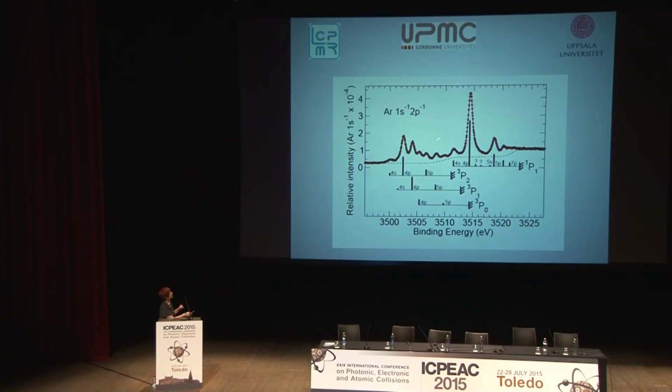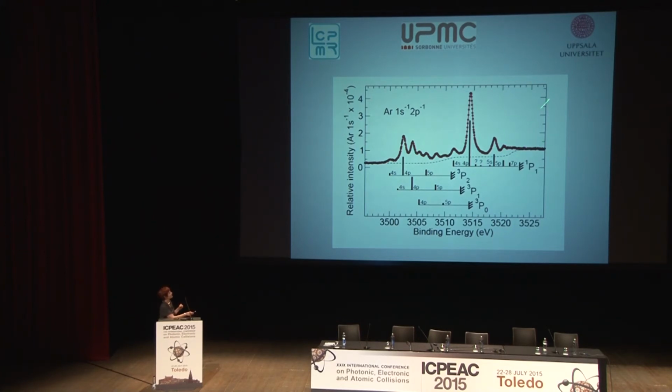Also, if you look at this part of the spectrum, you can see that this is the argon 1s-1, 2p-1 Rydberg series. So you can just look at this part of the spectrum and think of it like the absorption spectrum for the argon 1s, not for the neutral argon, but for the argon with a 2p core hole. And what can we learn from that?